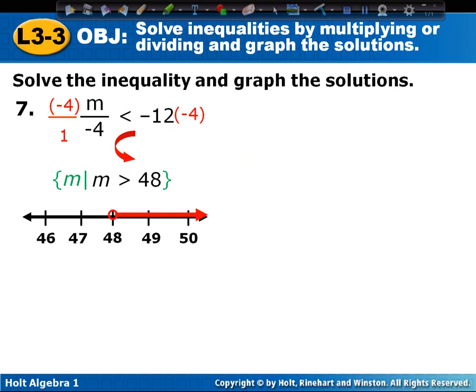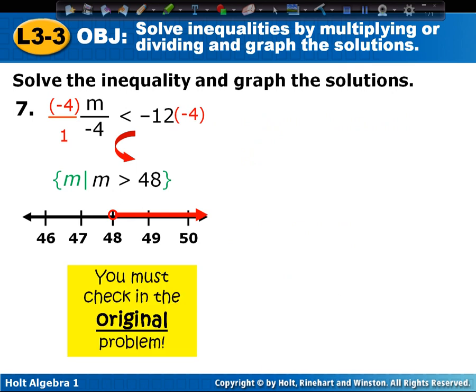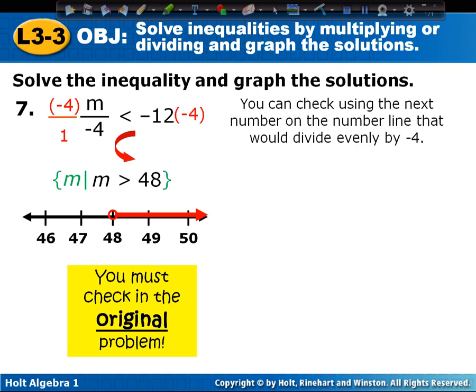Now I'm going to check it. It says you must check the original problem. Now again, you can choose to check with 49 or 50 here, but you're going to end up with a decimal. So I'm going to choose to go on down my number line and pick a number I know is divisible by 4 so that I won't end up with a decimal. Either way that you check it is fine as long as you use a number within the shaded region and you do not use 48.